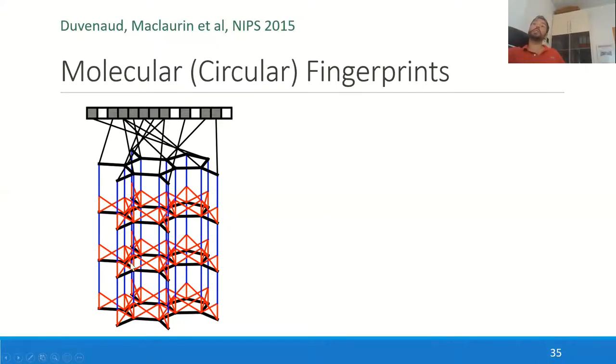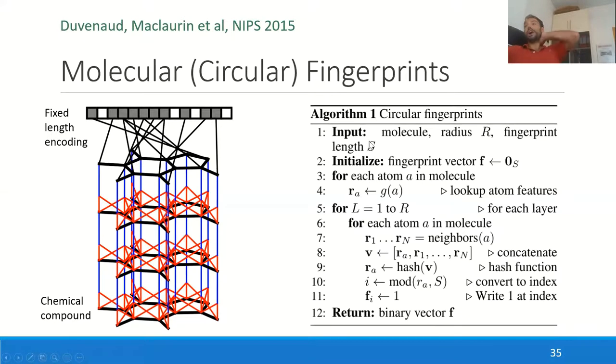Molecular fingerprints are basically trying to provide a numerical encoding for the structure of a molecule, okay? This is a fixed-length encoding. Chemical compounds can be of different size. You want to find a fixed-length encoding for molecules of different size in order to be able to then put a predictor on a fixed-length encoder. Encode the information. So how do you do that?